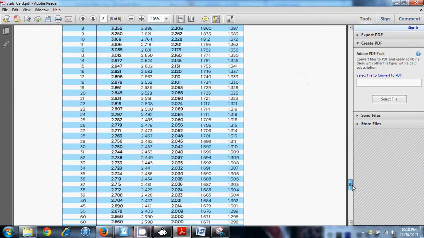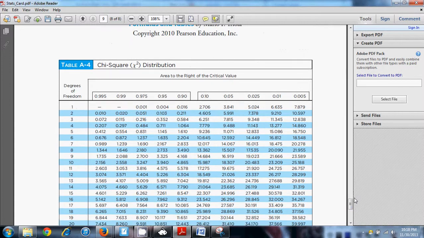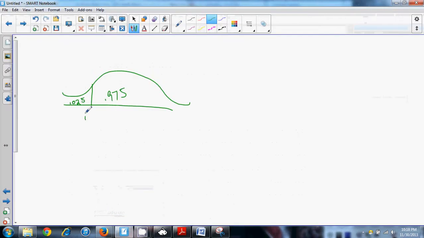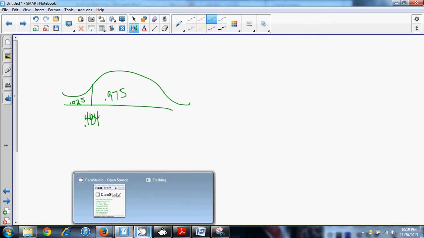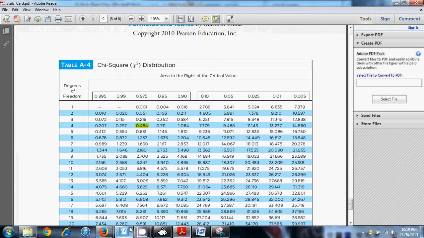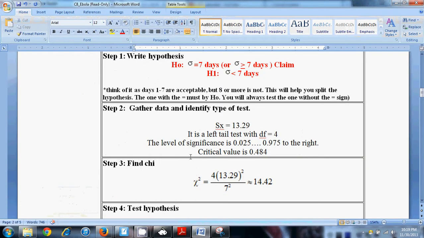all the way down, 0.975 with a 4 gives me a cutoff value of 0.484. So that's my critical value, 0.484. Super tiny. So now I need to find out what my test stat is, and that is DF times my standard deviation squared over my claim squared, and I get about a 14.42.